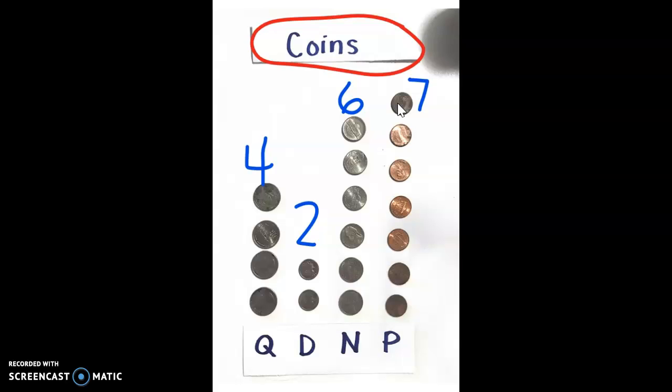All right, let's take a look at our data. We have 7 pennies, and that is the most. 7 is more than 6, 2, or 4. And take a look at the dimes. We knew there were 2, and 2 is definitely the least when we compare it to 4, 6, and 7.